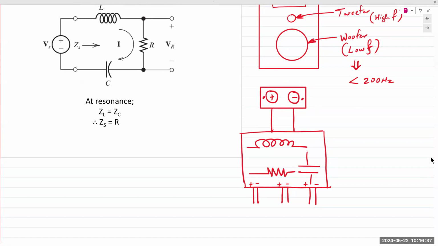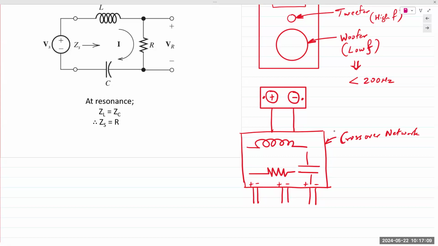This circuit is known as a crossover network. Essentially, it is a band pass, a high pass, and a low pass filter all in one. Depending on the make and model, the components would either be expensive or really cheap.